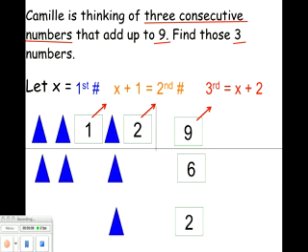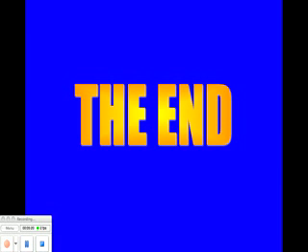So our first number is a 2. 1 more is a 3, and 2 more than 2 gives us 4. So our answer is 2, 3, 4. Add them together, and you get 9. This is the end of our introduction to solving word problems.